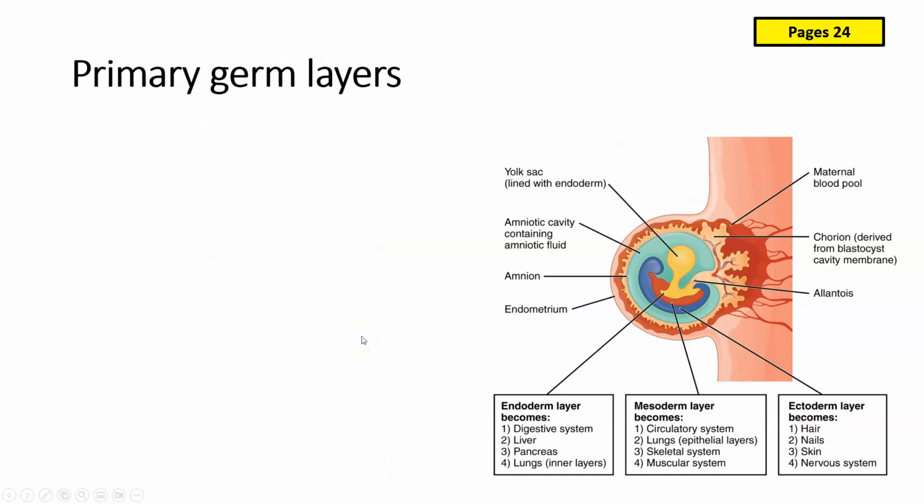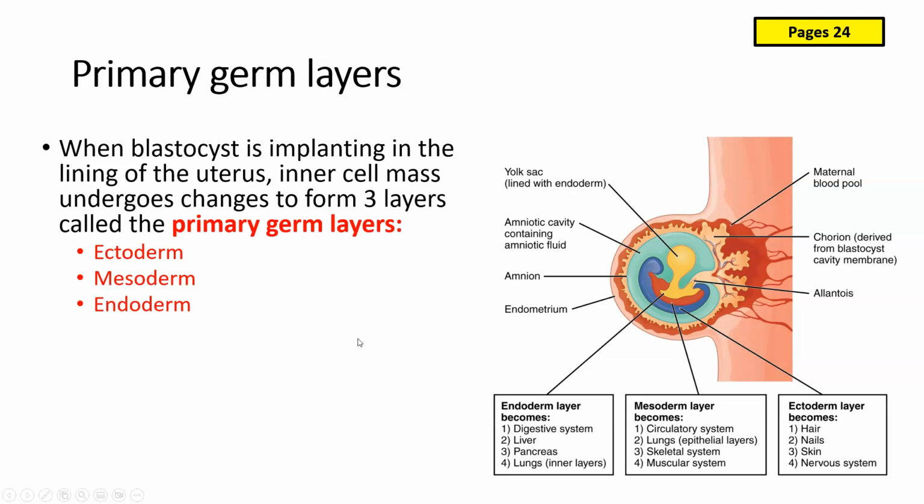So, the embryonic membranes are referred to as the germ layers. When a blastocyst is implanting into the uterus, into that endometrial lining, the inner cell mass will start to go through rapid changes and form three layers called primary germ layers. And those are the ectoderm, the mesoderm, and the endoderm. So ectoderm will be the outer layer, meso is the middle, and endo is the inner.